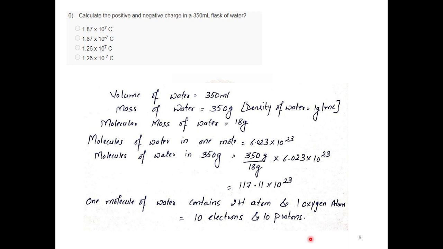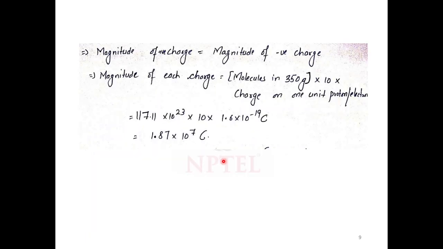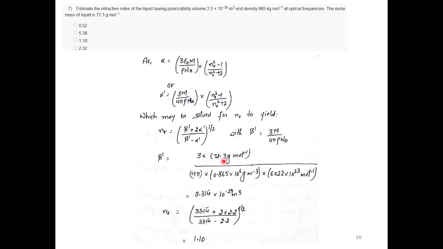Now I will take another question. Estimate the refractive index of the liquid having polarizability volume 2.2 into 10 to the power minus 30 meter cube and density 865 kg per meter cube at optical frequencies. The molar mass of the liquid is 72.3 gram per mole. So how will we calculate the value of this refractive index here?